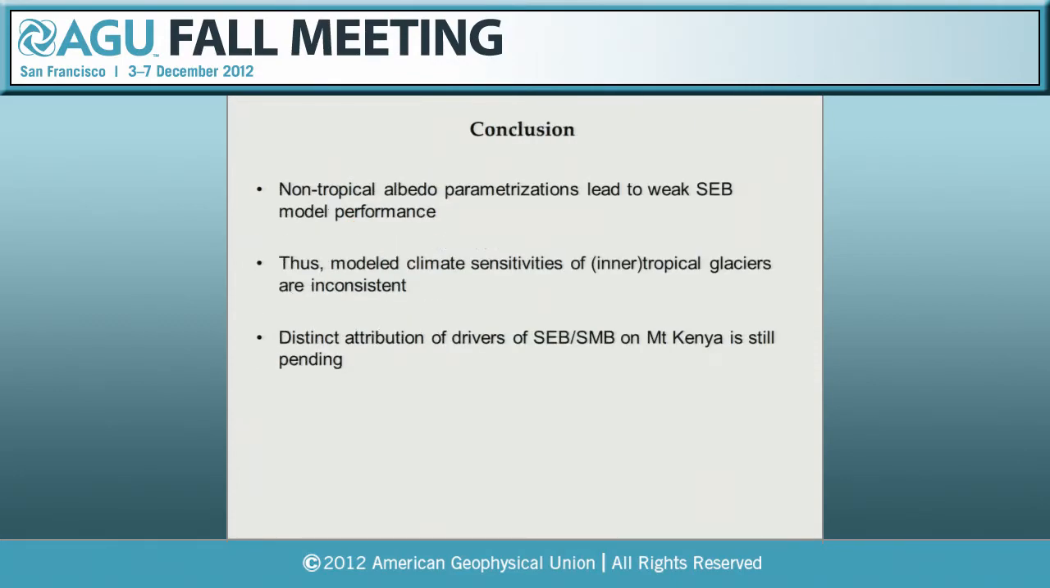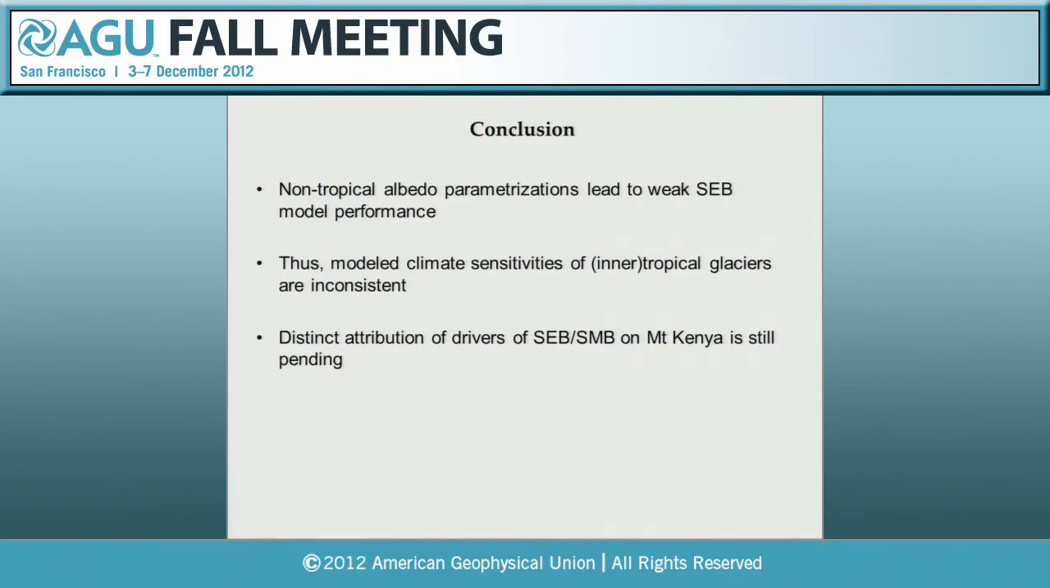So this leaves me with the conclusion that so far, if we do not have albedo parametrizations that are optimized on intertropical conditions, surface energy balance model performance is weak. And this is why model climate sensitivities of these glaciers are inconsistent or actually failing. And that's why we also cannot have a distinct attribution of drivers on the surface mass balance, at least on Mount Kenya. It's working on Kilimanjaro.